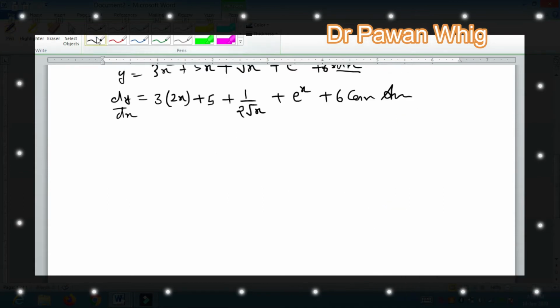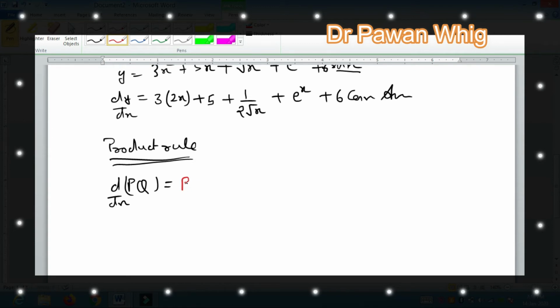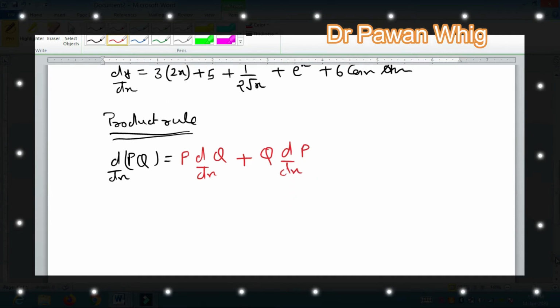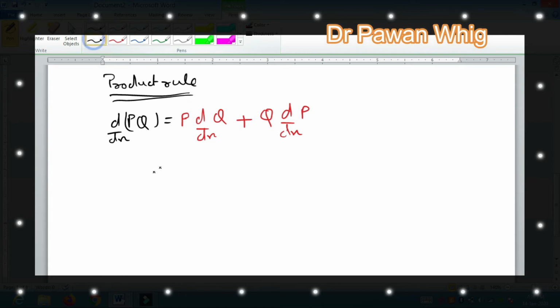These are the very simple differentiation questions which will not be asked in the exam, but let us move forward to the product rule. Now what is the product rule? Product rule means whenever you find two variables in product, then the differentiation is done in the following manner. You keep p constant and differentiate q, and then plus, take q as it is and differentiate p. This is called the product rule, and this applies only whenever the two expressions are in product.